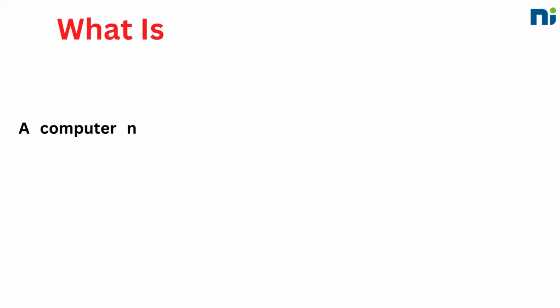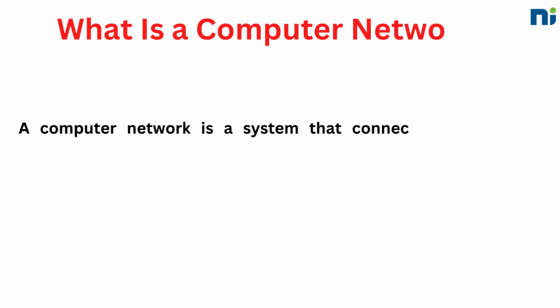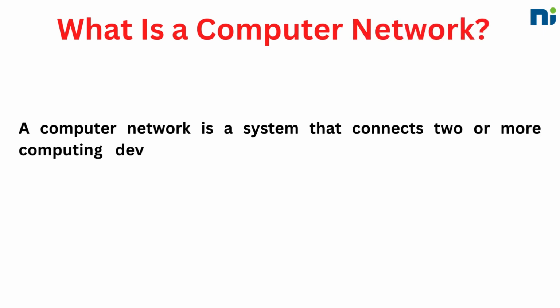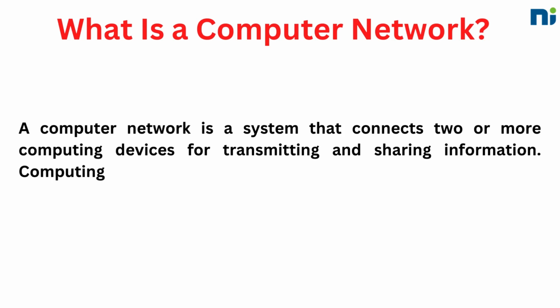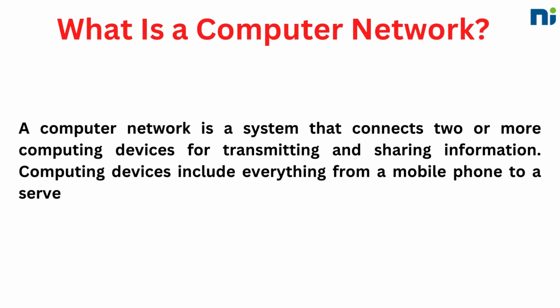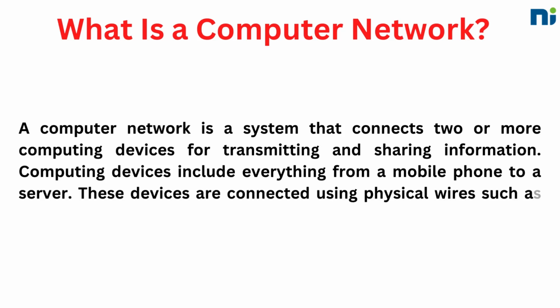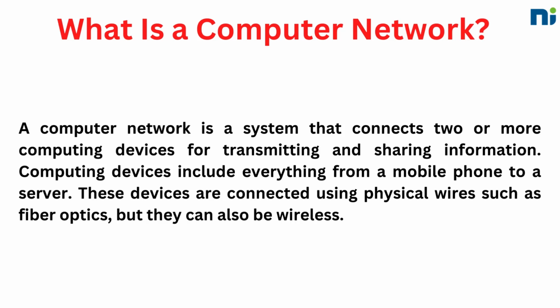What is a computer network? A computer network is a system that connects two or more computing devices for transmitting and sharing information. Computing devices include everything from a mobile phone to a server. These devices are connected using physical wires such as fiber optics, but they can also be wireless.